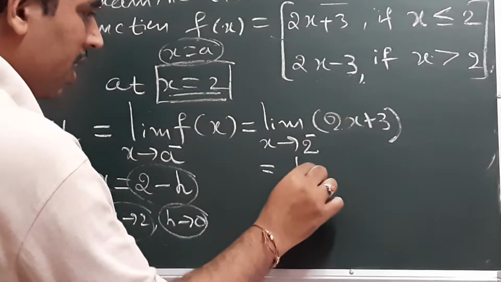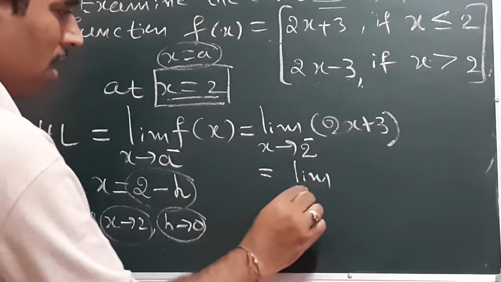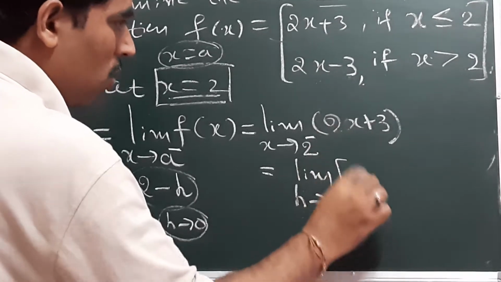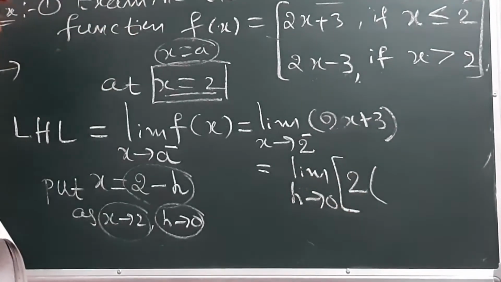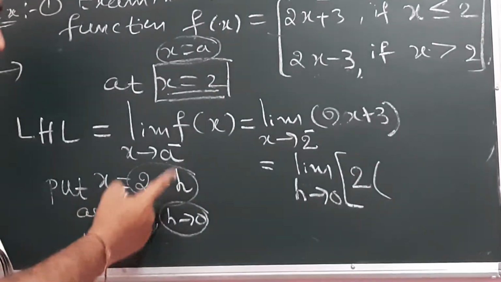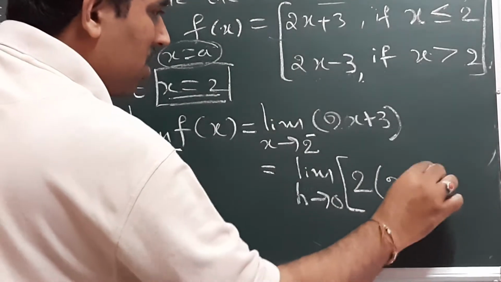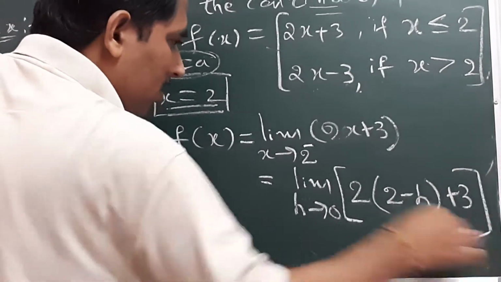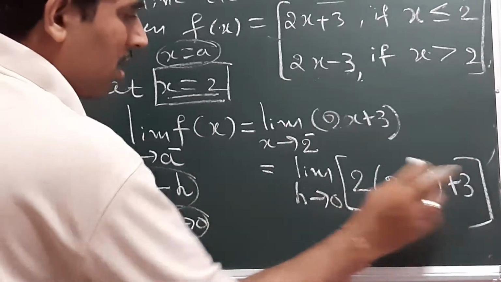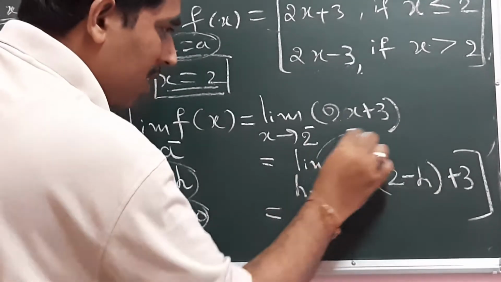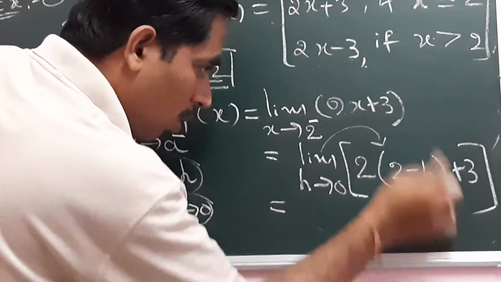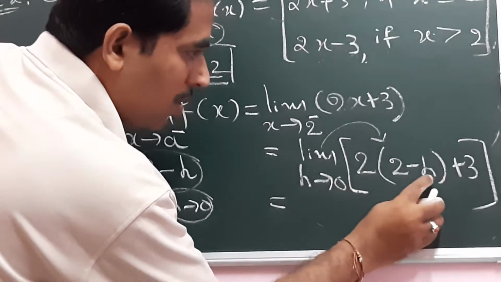The next step I will write: limit as x tends to 2, I must change this to h tends to 0. Then 2x is there, so 2 times x, where I have to put 2 minus h, so 2 times (2 minus h) plus 3. Now we apply the limit here. So don't write limit in the next step, as I am applying the limit on this whole thing. So h tends to 0, so I will put 0 here.